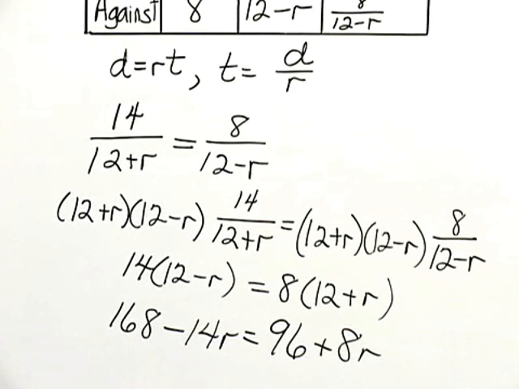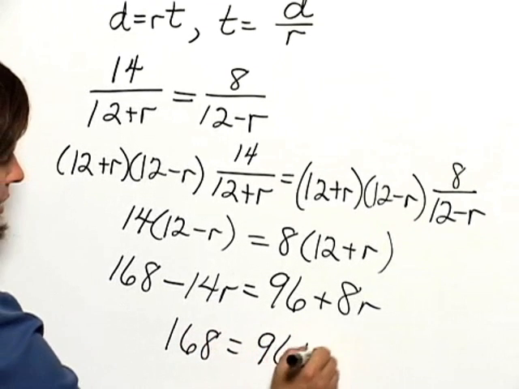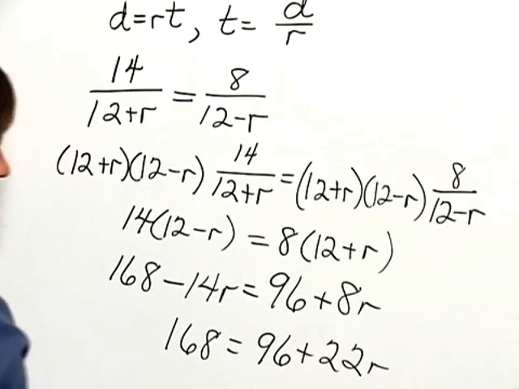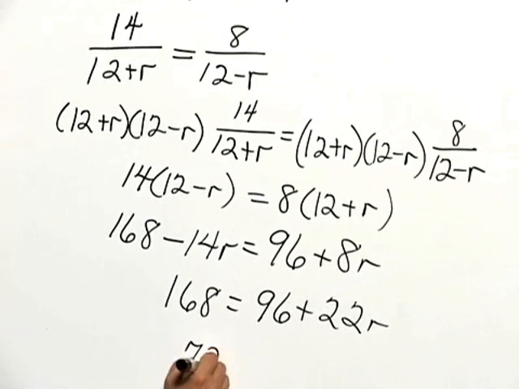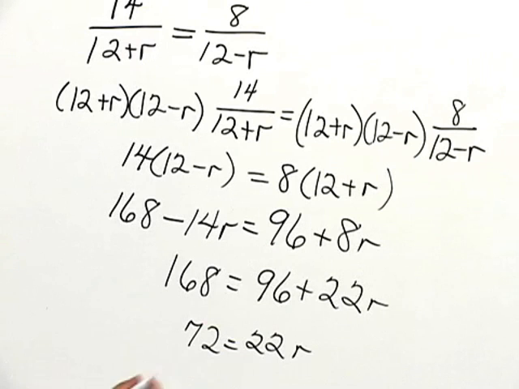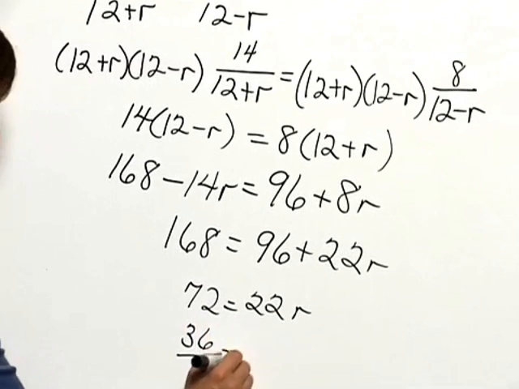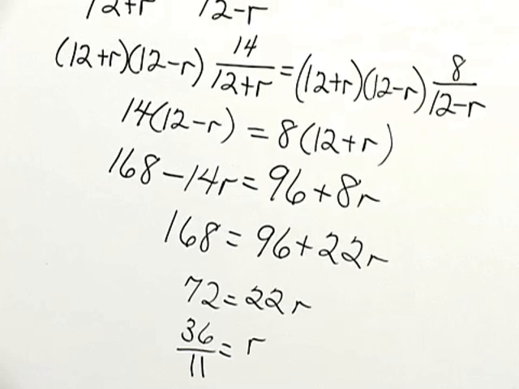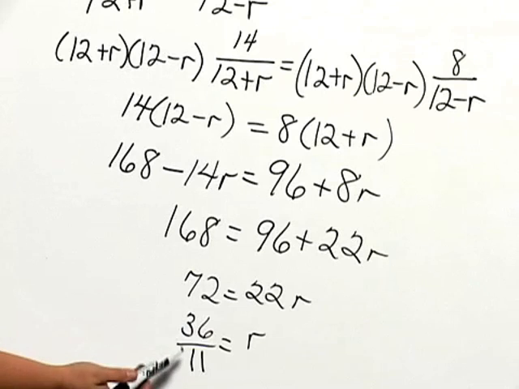If we add 14r to both sides, we get 168 equals 96 plus 22r. And if we subtract 96 from both sides, we get 72 equals 22r. Divide both sides by 22, we get 72 over 22, or 36 over 11 equals r. This would be not the time, the rate. 36 over 11 miles per hour would be the possible rate that we have for the wind speed.